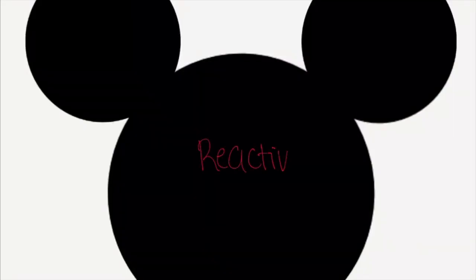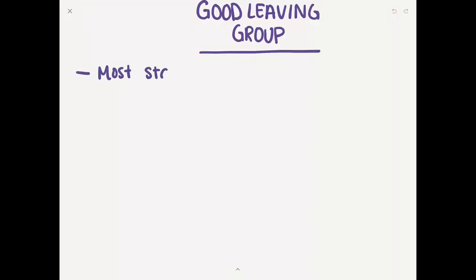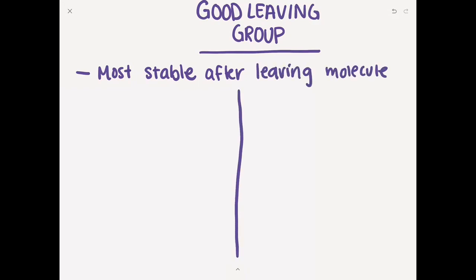Back to Mickey. So if you think of reactivity as the center, or Mickey's head, and the two important factors affecting it as its ears, it looks a bit like Mickey Mouse. Let's start out with the first influence, the ability for the substituent in question to be a good leaving group.